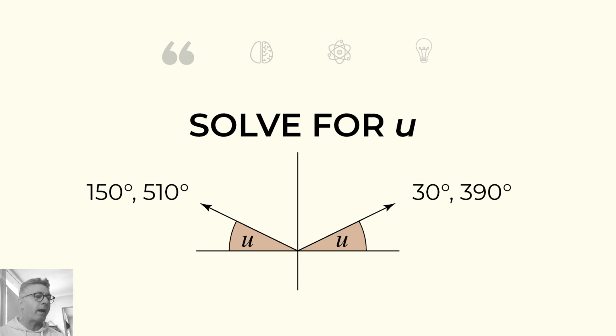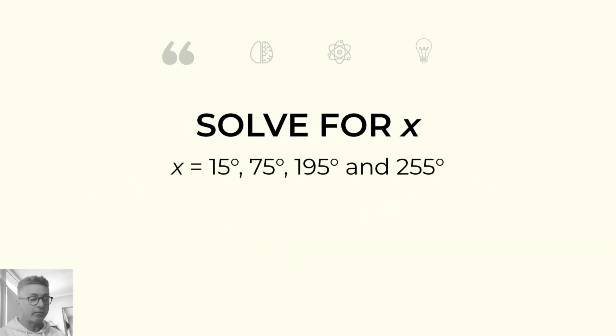And finally, we go back and we say, well, hang on, we're not really interested in u, we're only interested in x. Well, u is two lots of x, so x is a half of u, and that gives x is 15 degrees, 75 degrees, 195 degrees, or 255 degrees.